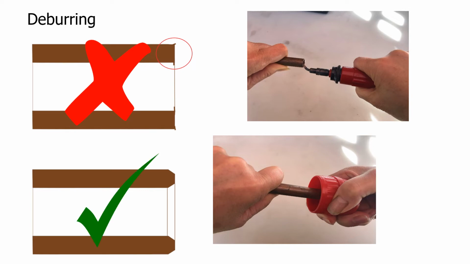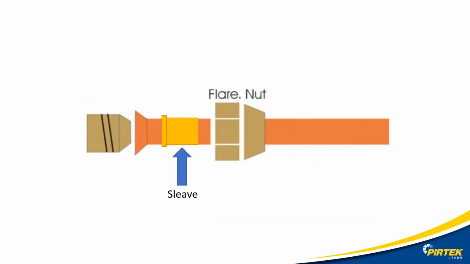It's also important that the end that we're flaring is burr-free and clean. Here's a diagram showing the configuration of the flare and the flare nut. Remember to put the flare nut on, as the other side might have a fitting and you won't be able to insert it if you flare it first. Let's have a look at this quick video and then we'll resume.